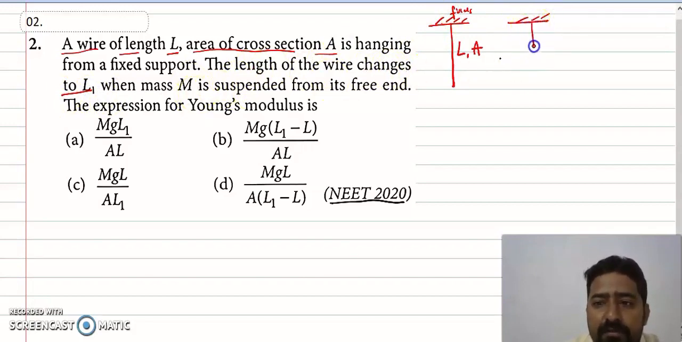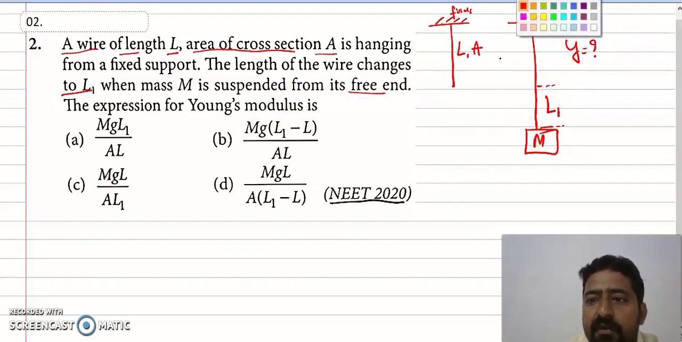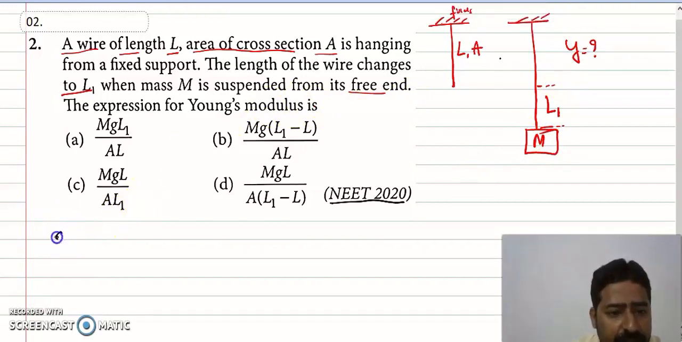When a mass is suspended, the wire will be elongated, so its length changes. The length of the wire changes to L1 when the mass M is suspended at the free end. The question asks for the expression for Young's modulus. Let's see the solution for the problem.